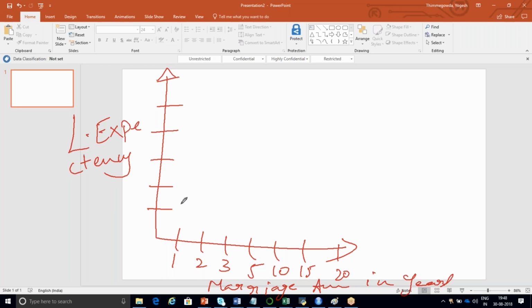Now, coming to this example, 1, 2, 3, 5, 10, 15, 20 years is nothing but your x-axis, your marriage anniversary in years. And on your y-axis, I have put life expectancy. When you get married, after your first year anniversary, you will feel that I should live for 100 years, because you are newly married, right?